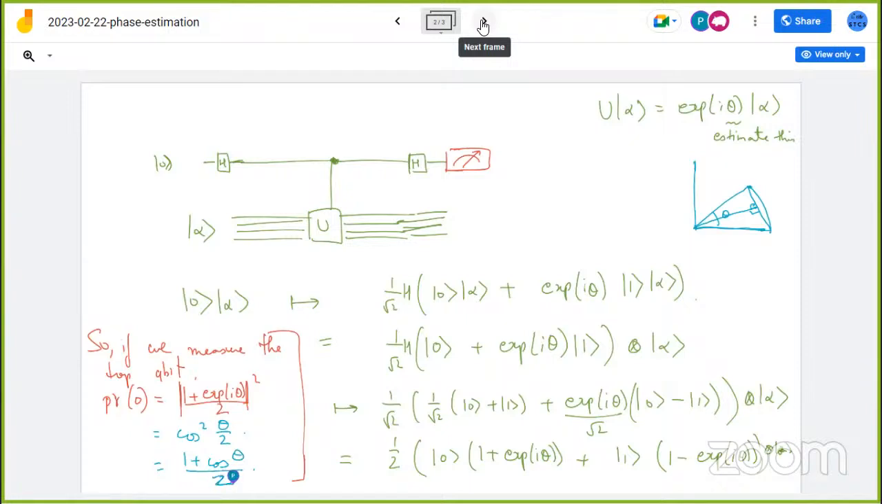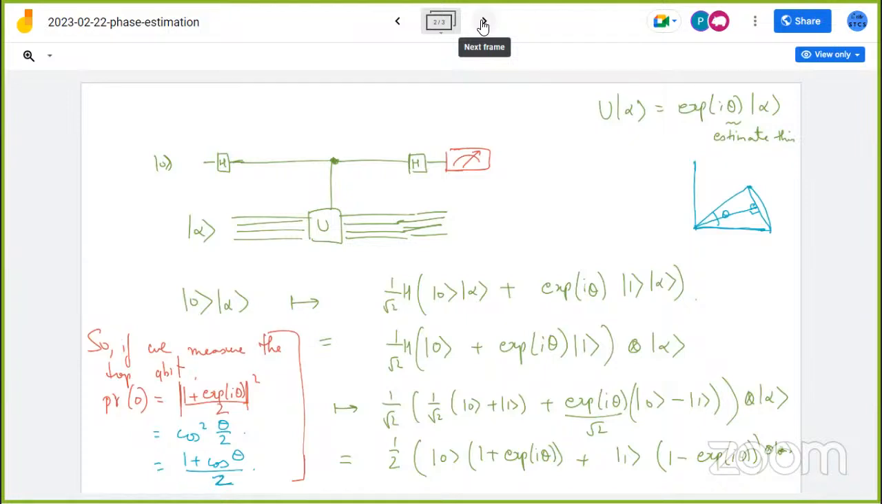So at least some correlation, right? But still not so much. So what is going to happen? We don't just get 0 or 1, but we know the probability, so we have some information about theta.